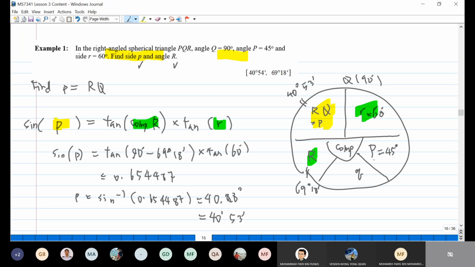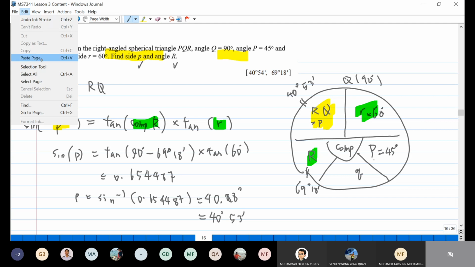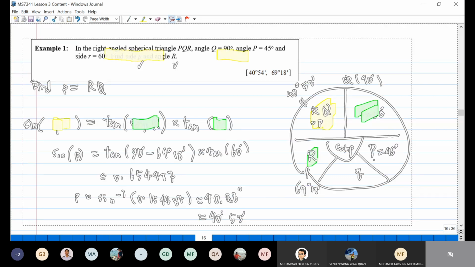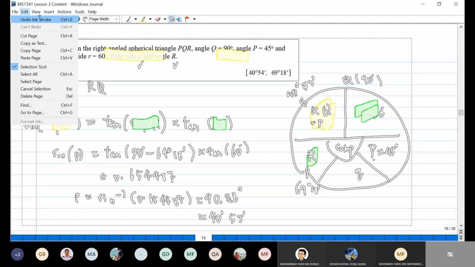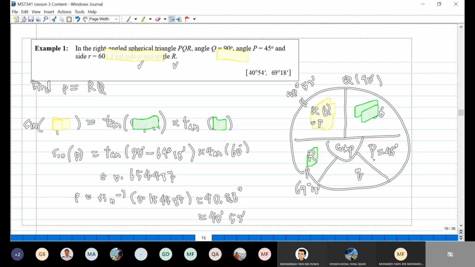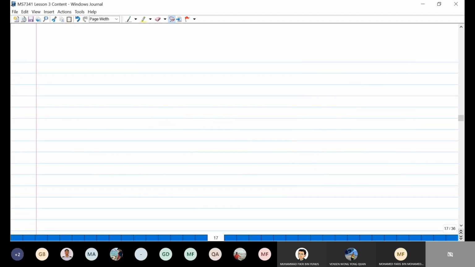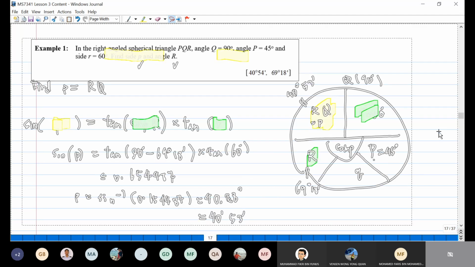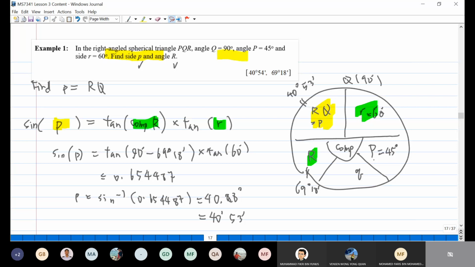So that means I finished the question early, except that I did not find R. How do you find Q? I can continue to find Q. Let's see how I find Q. So select the page first, then edit, copy page there. I want to show how to find Q, almost done. So let me erase all these things now.